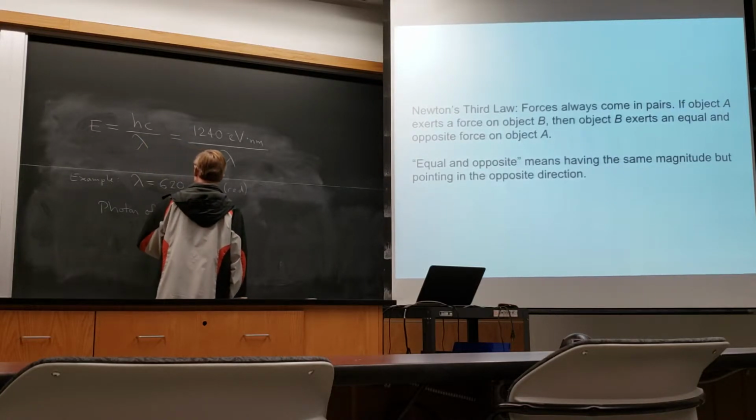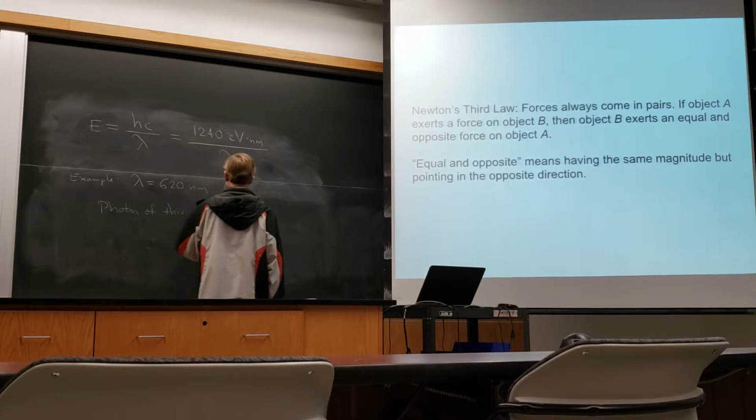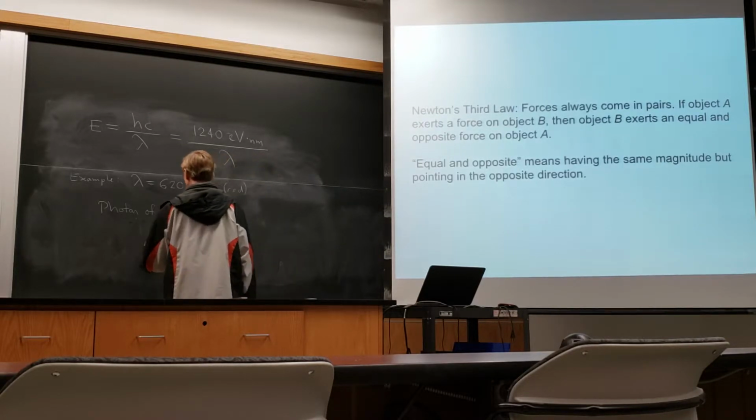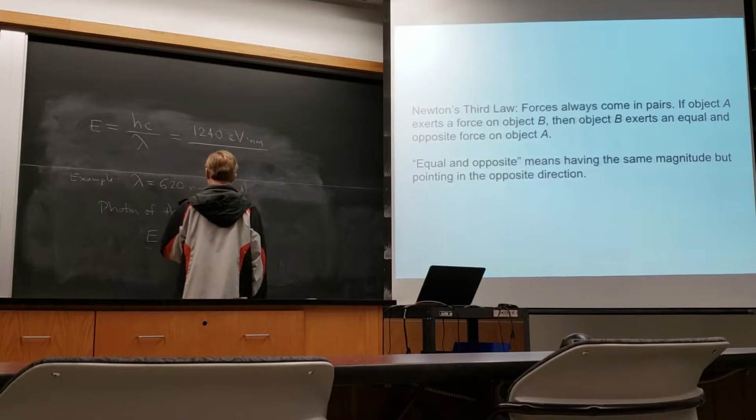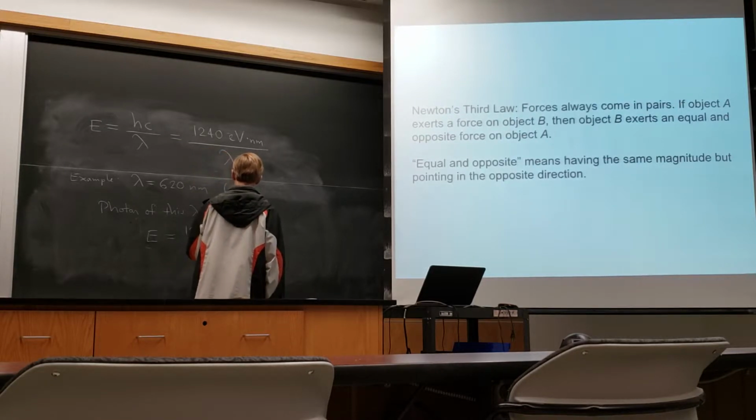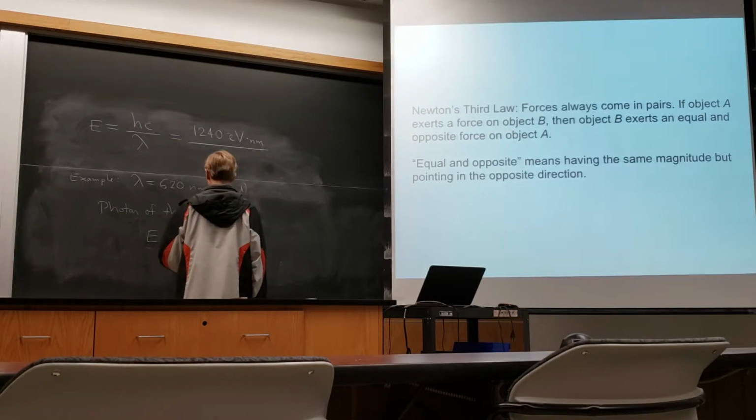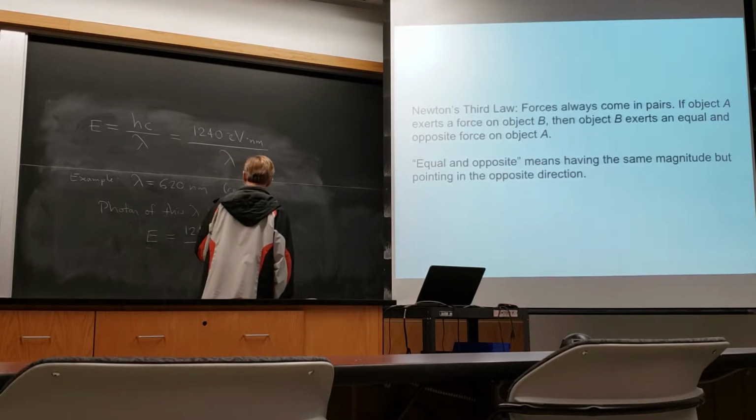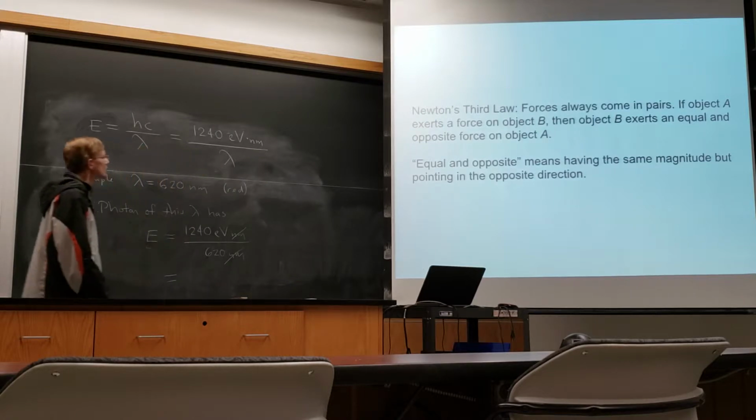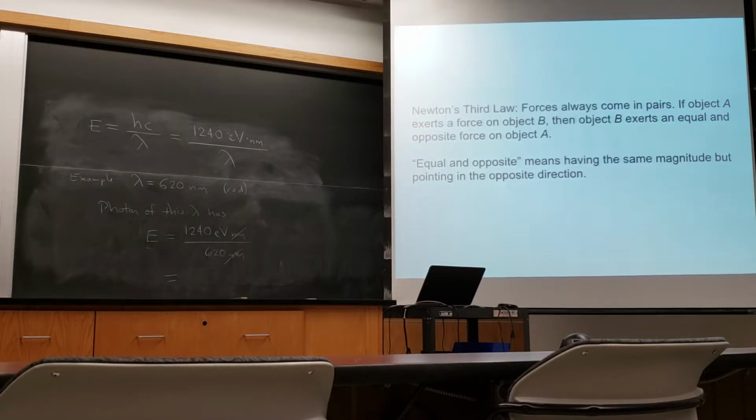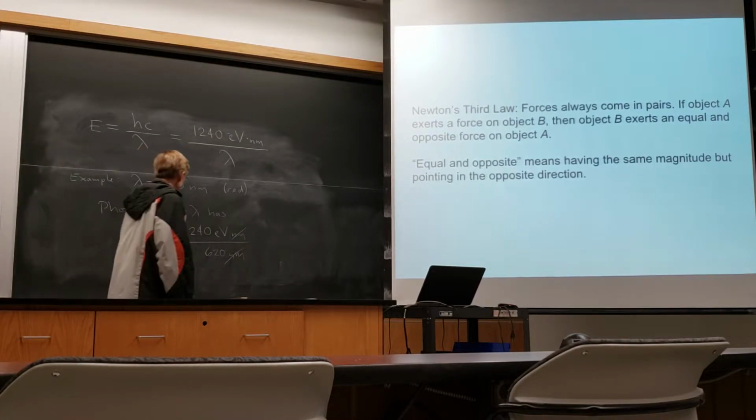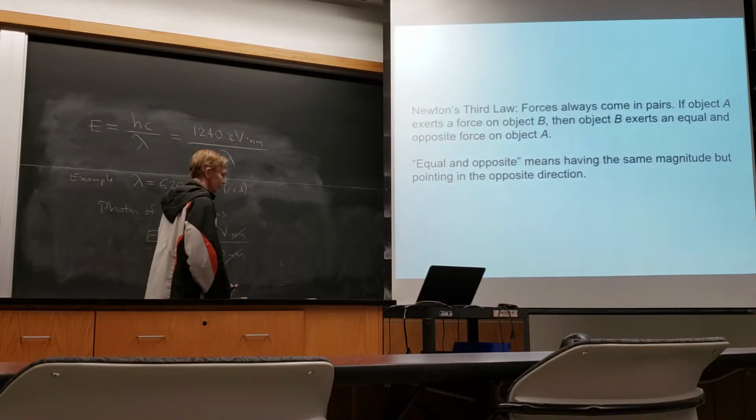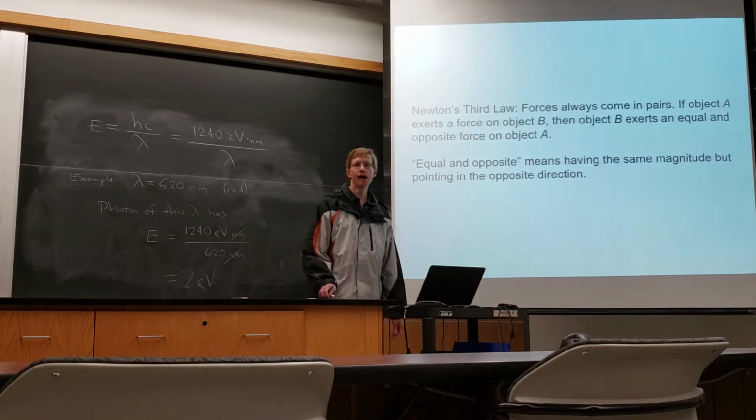The photon of this wavelength has energy E equal to 1240 electron volt nanometers divided by 620 nanometers. So the nanometers cancel, and they give it in the units of energy that we like for atomic scale problems, electron volts. What's 1240 over 620? Two. So it's two electron volts.